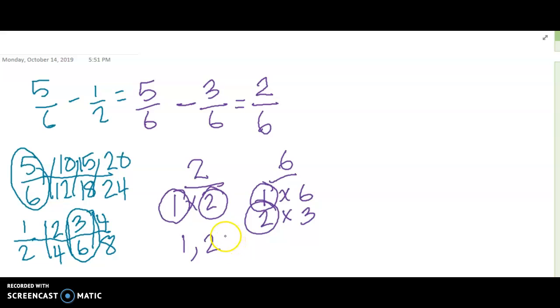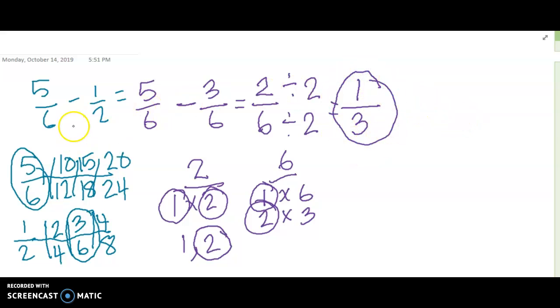Remember, you are going to divide by the biggest one. So divide by 2. 2 divided by 2 is 1. 6 divided by 2 is 3. So 1/3 is our final answer. 5/6 minus 1/2 equals 1/3.